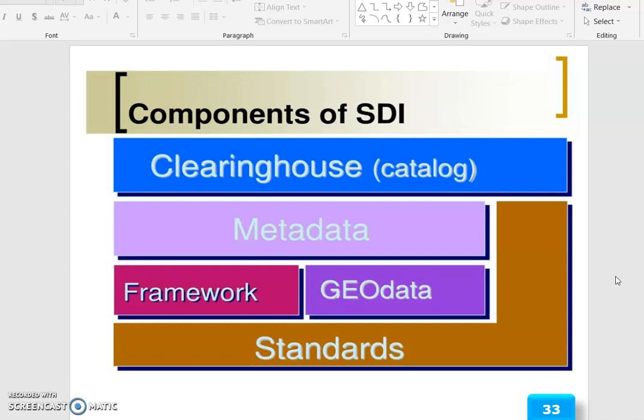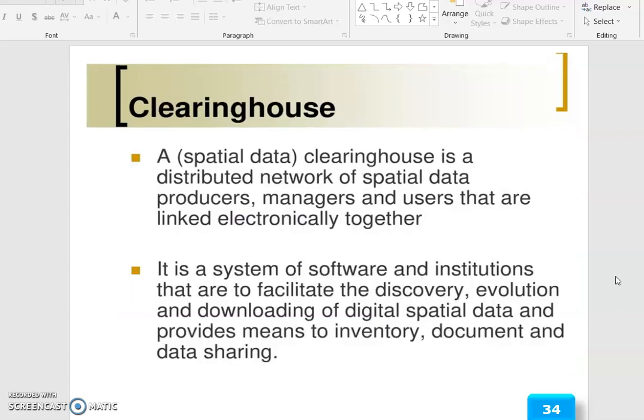The components of SDI: clearinghouse, catalog, metadata, framework, GEO data standards. So the clearinghouse: a spatial data clearinghouse is a distributed network of spatial data producers, managers and users that are linked electronically together. It is a system of software and institutions that facilitate the discovery, evaluation and downloading of digital spatial data, and provides means to inventory, document and share data.